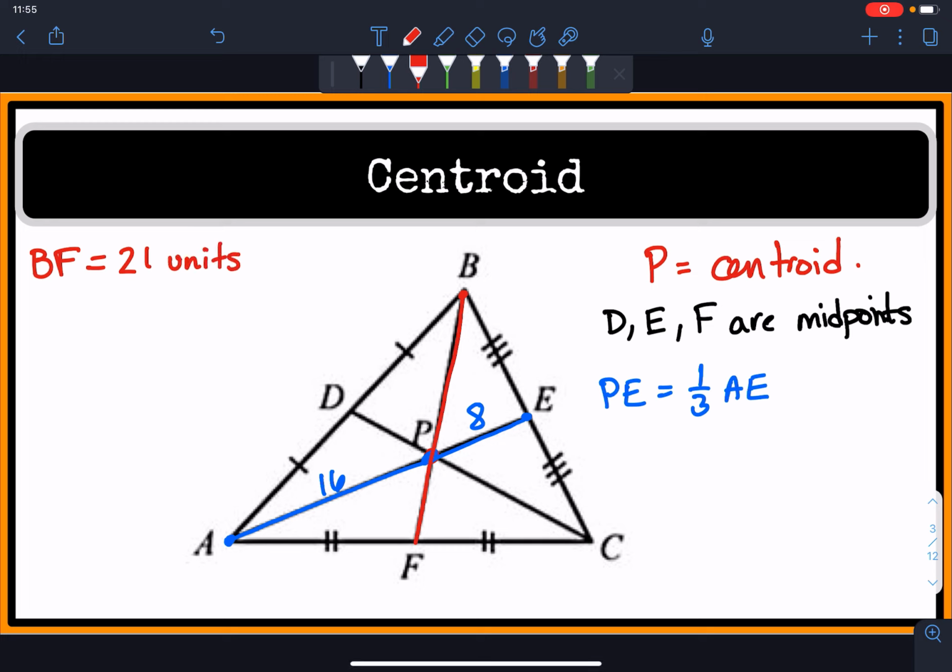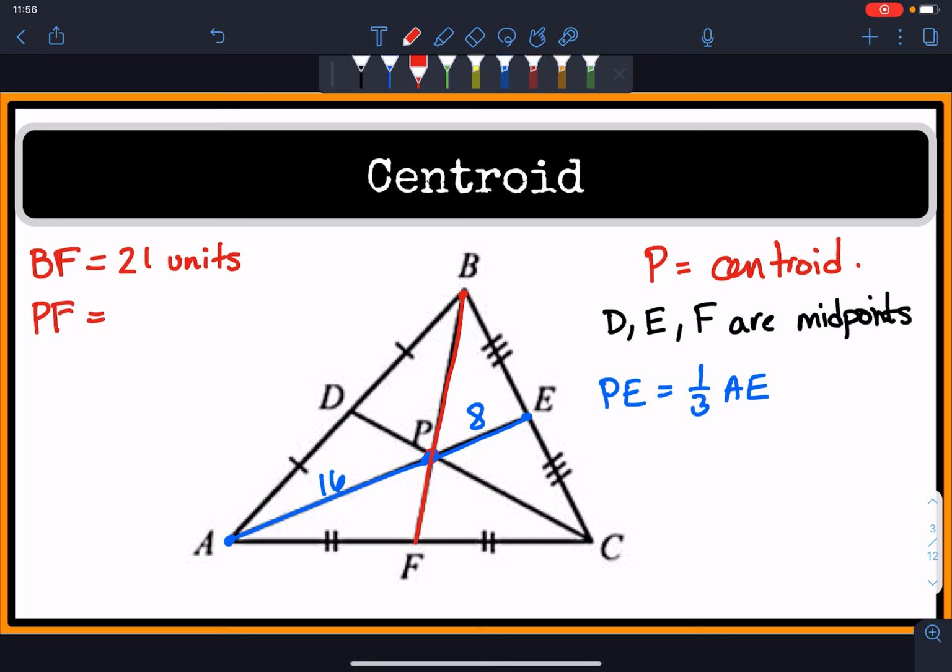So that red line is equal to 21 units. Then the distance from the centroid point P to F, the middle point again, which is the shorter end of this median, of this red line, is going to equal 1/3 of 21, of that length right there. So from P to F will equal 1/3 that.